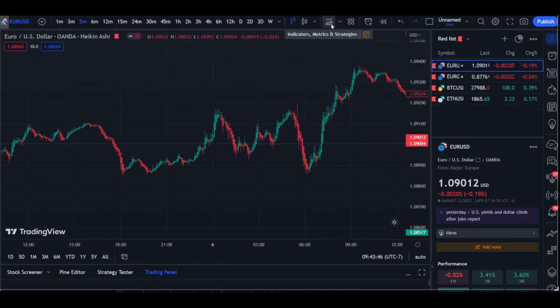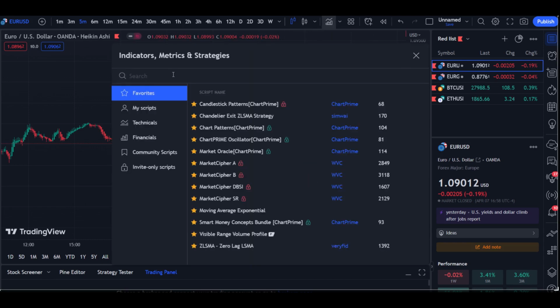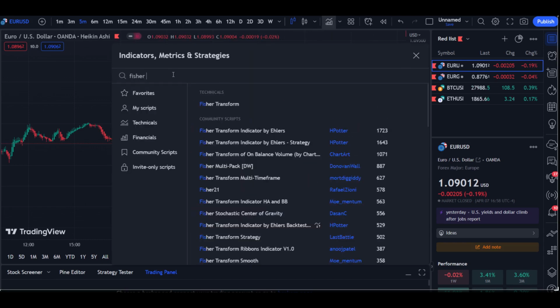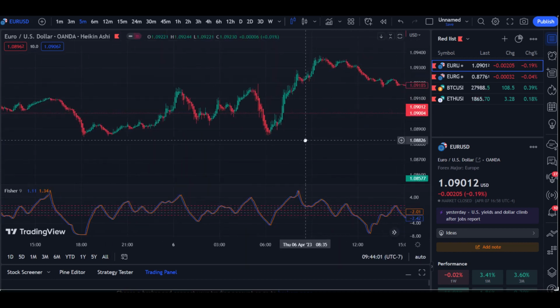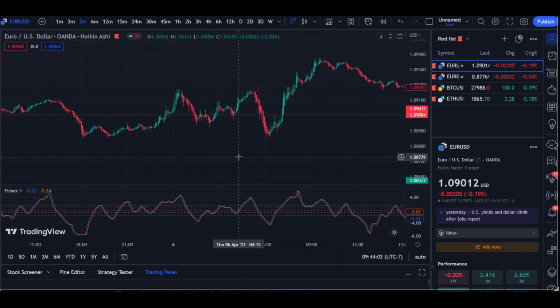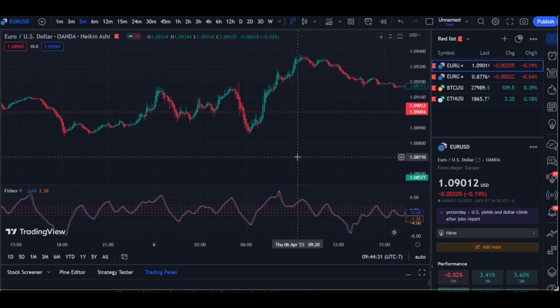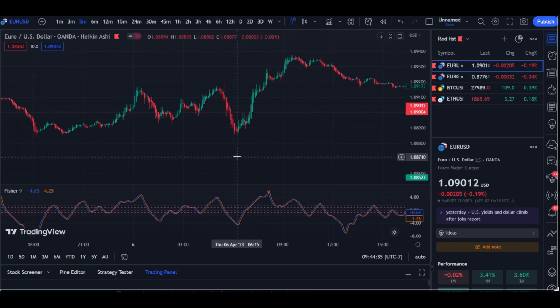So the first thing we're going to do is go up here and click on indicators. And the indicator we're going to look up is called the Fisher transform, this one right here. The way this indicator works is that it is an oscillator. It combines different forms of value and information on other time frames as well. Of course, using this indicator by itself alone is not going to guarantee you profits. In fact, I would encourage you to use other types of indicators in combination with this in order to greatly increase your chance of earning any money.